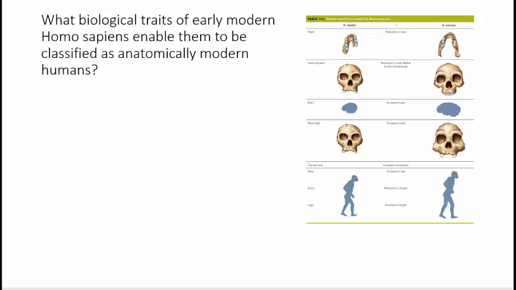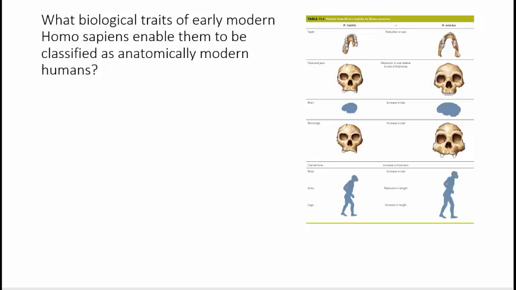What biological traits of early modern Homo sapiens enabled them to be classified as anatomically modern humans? Early modern Homo sapiens are considered anatomically modern because of a wide variety of physical traits that are indistinguishable from modern humans. The crania, for example, shows a number of these features. First, the brain size is comparable to modern humans, with an average cranial capacity of 1500 cc's.